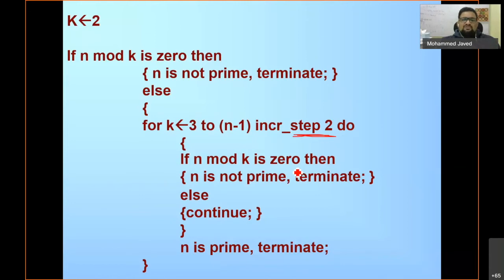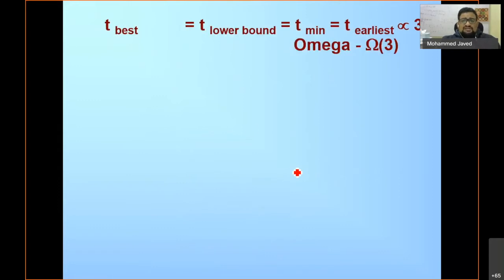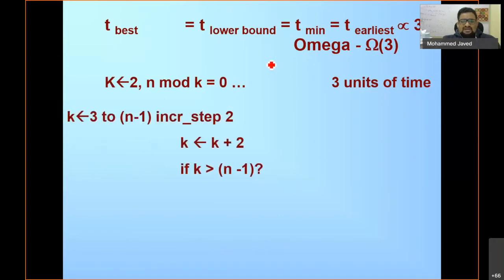What is the best case exit? What is the worst case exit for this version 2 algorithm? In this particular case, the best case is equal to T lower bound, which is equal to T minimum, which is equal to T earliest, and is proportional to 3. So here it is big omega of 3. Now let us take the other case, the worst case. So k equal to 2, n mod k equal to 0. It is 3 units of time, which we have already computed in the previous algorithm.